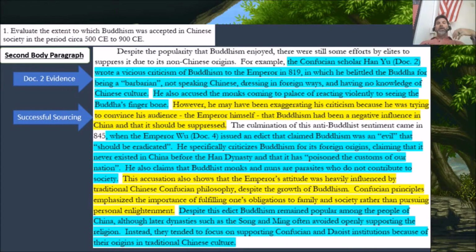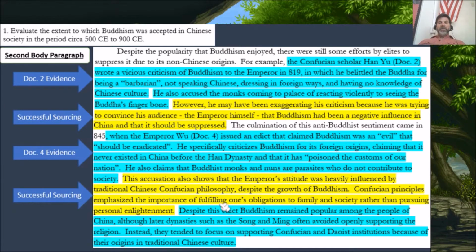So now we go to the other document that also supports the same argument, document 4. And here we can see evidence from the document to support that argument. There's a little short quote, but there's more explanation of how that quote connects to the argument, how it shows that this guy is trying to suppress Buddhism, that the emperor is turning against Buddhism because of its non-Chinese origins. Now, this example of sourcing is based on historical context.